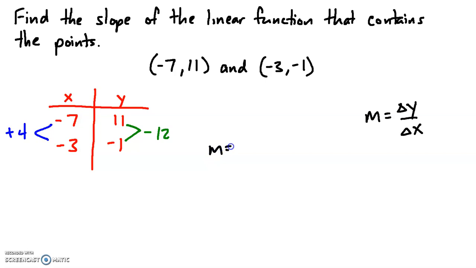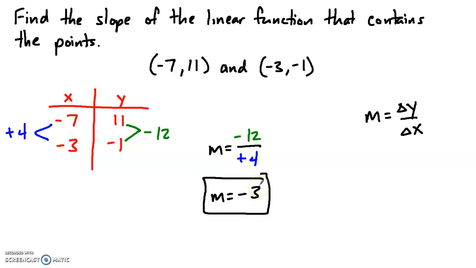So the slope is change in y, -12, over change in x, +4. Now if you divide -12 by +4, you're going to get -3 over 1, which is just -3. The slope of this function is -3.